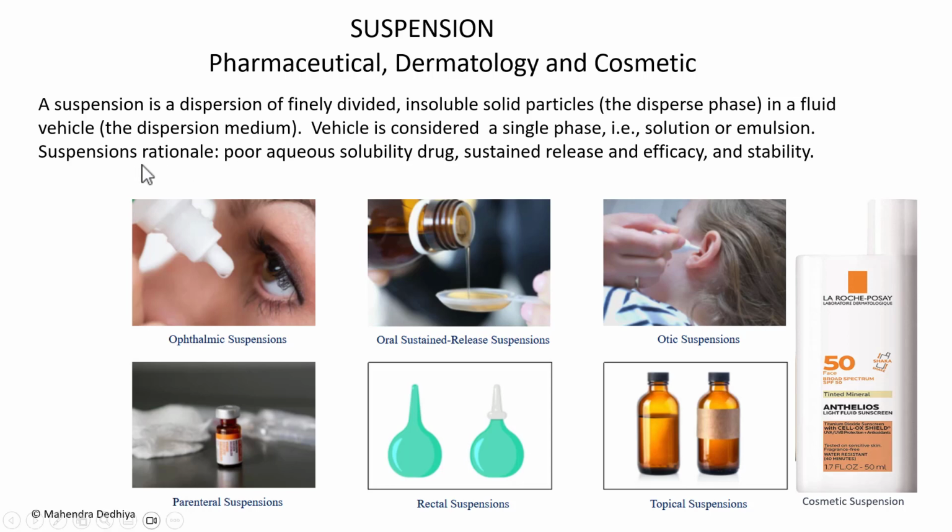Reasons for suspension preparations include poor aqueous solubility of the drug, sustained release of the drug that is not provided by the solution, efficacy, and stability. There are several types of suspension used in pharmaceutical and cosmetic products. Examples are ophthalmic suspension, oral sustained release suspension, otic suspension, parenteral suspensions, and vaccines are very common. Topical suspensions, dermatological preparation, and cosmetic suspension.